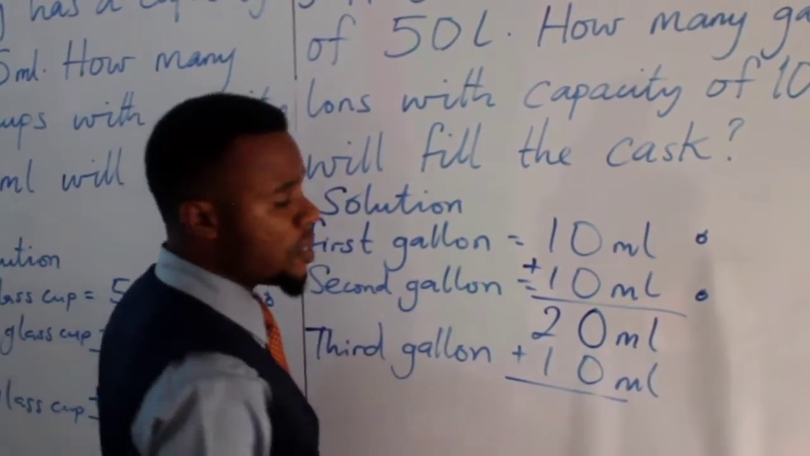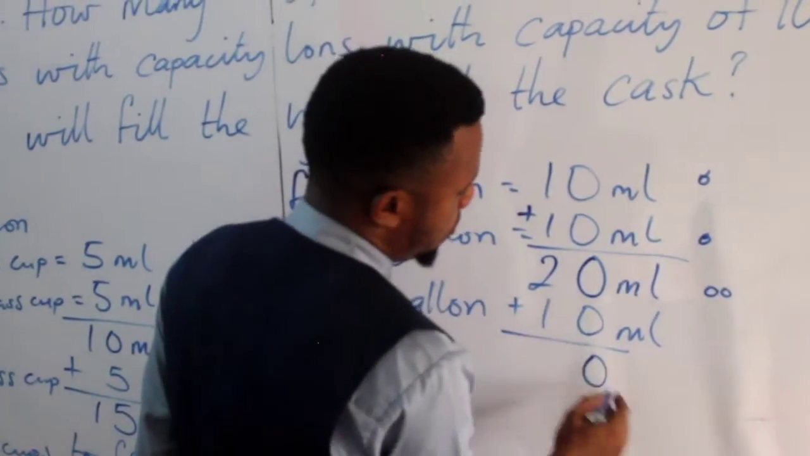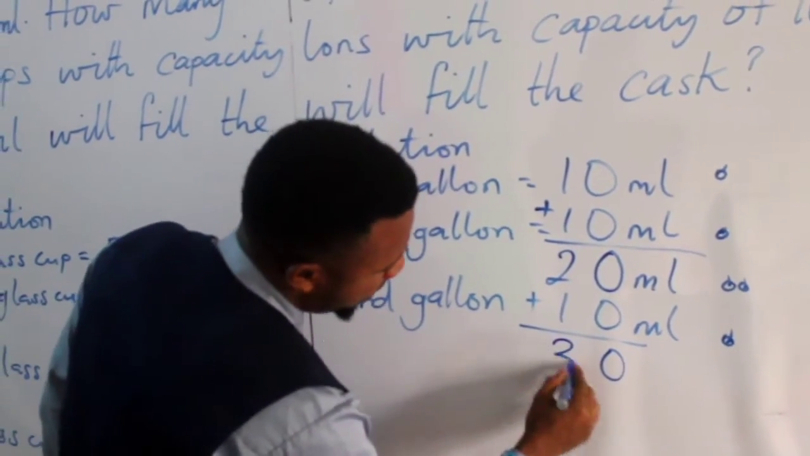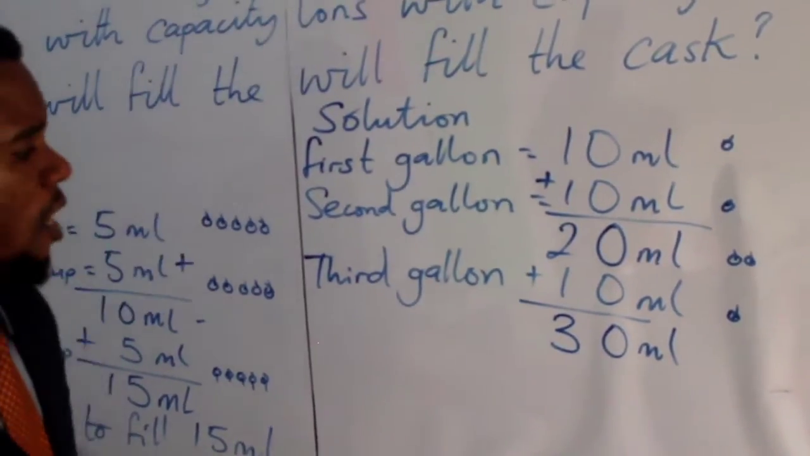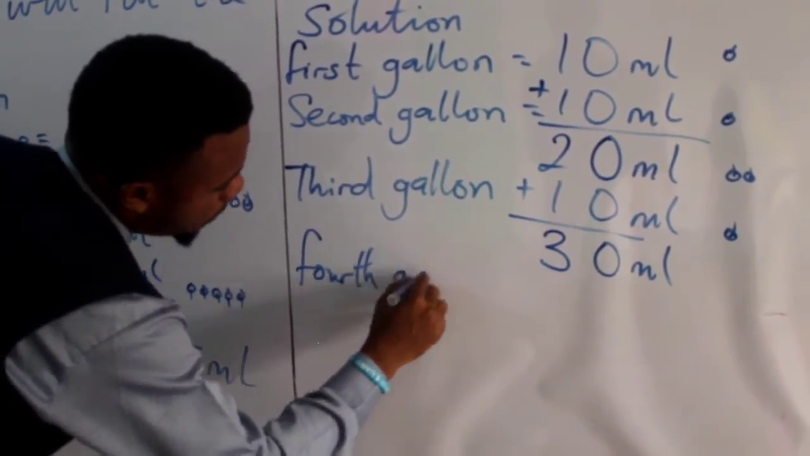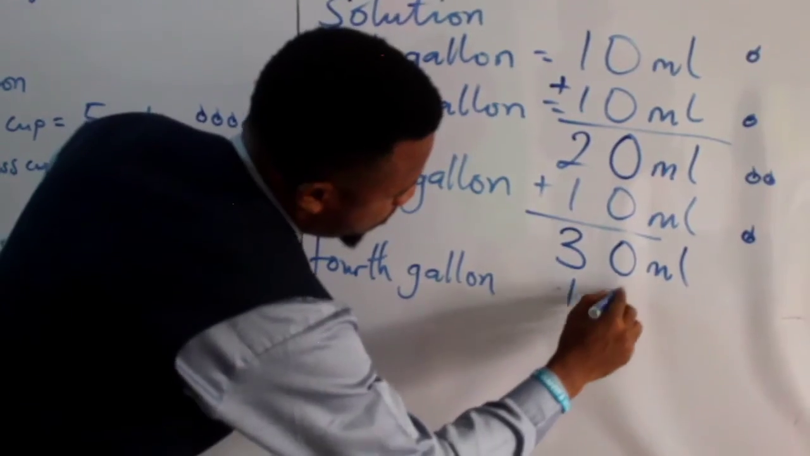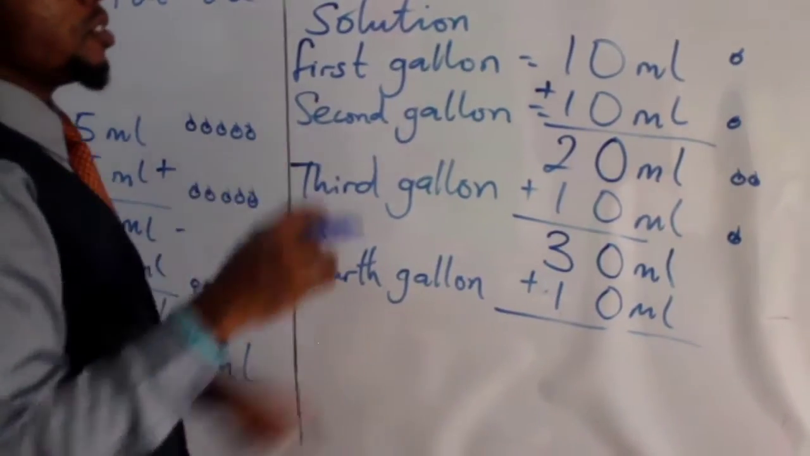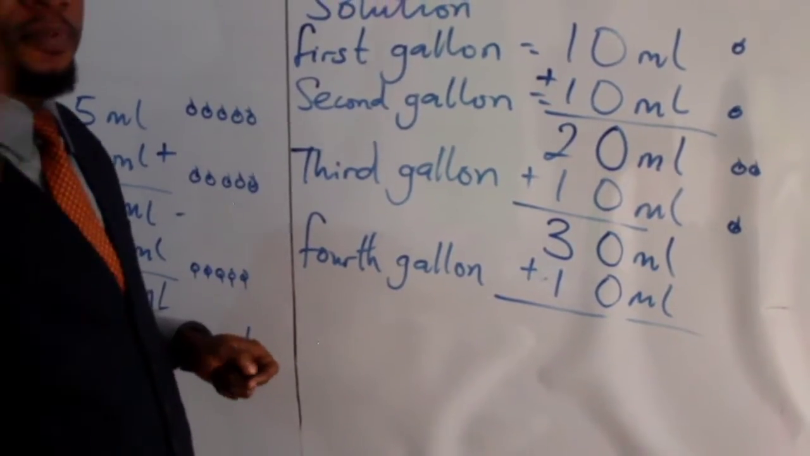Third gallon. Remember, we have this. Nothing plus nothing, 0 plus 0 is 0. 2 plus 1. 1 ball. Let's count. 1, 2, 3. 3 milliliter. Is it up to 50? No, we need another gallon, which is the fourth one. Fourth gallon. Remember, we are using just 10 all through. So don't get confused. We are using just 10, 10, 10 until we arrive at 50. We stop and count how many gallons we've used.